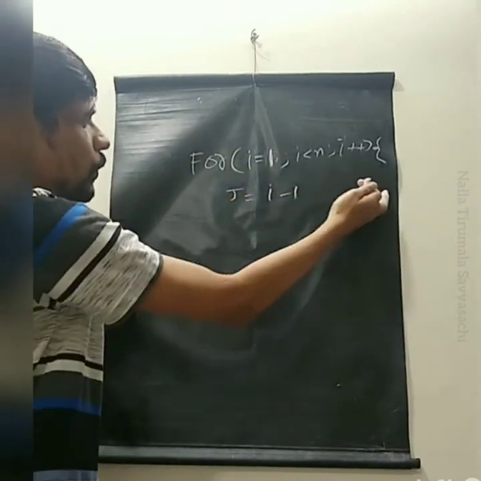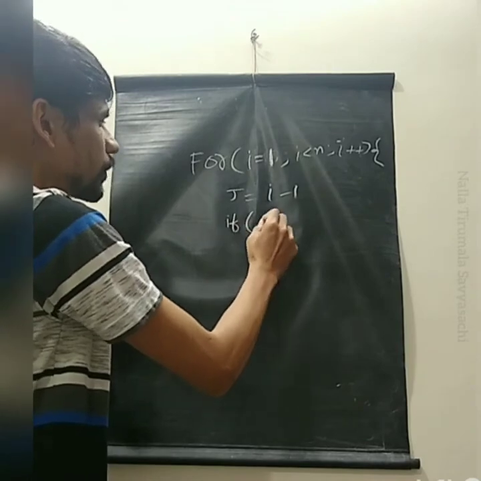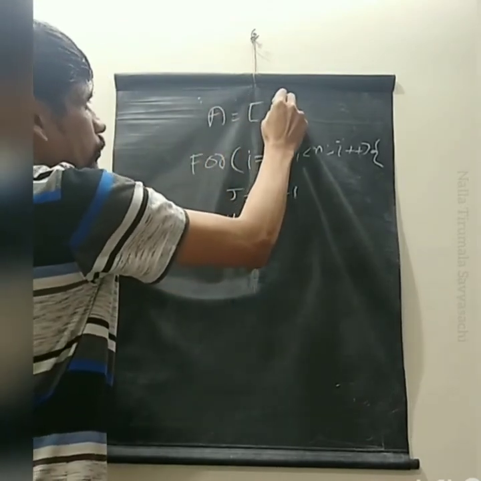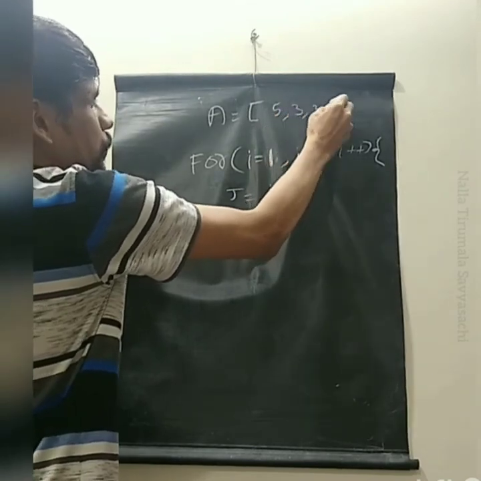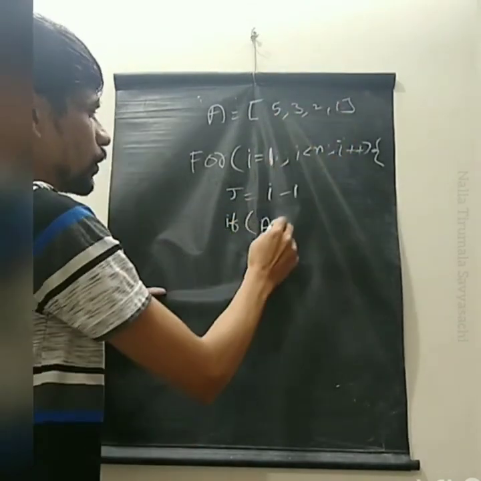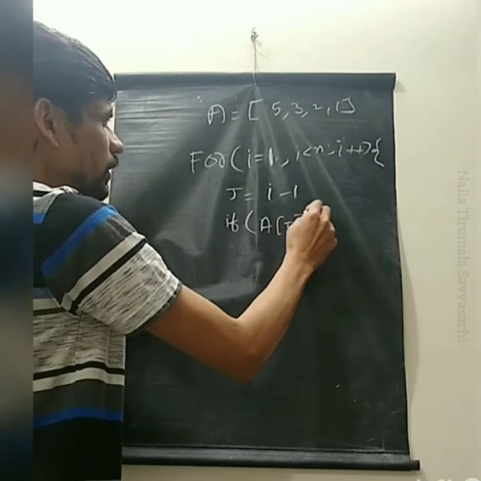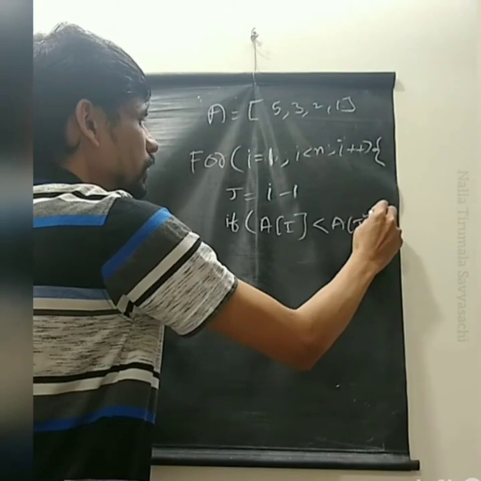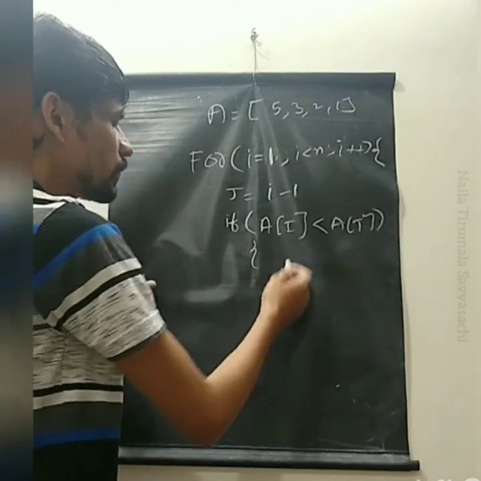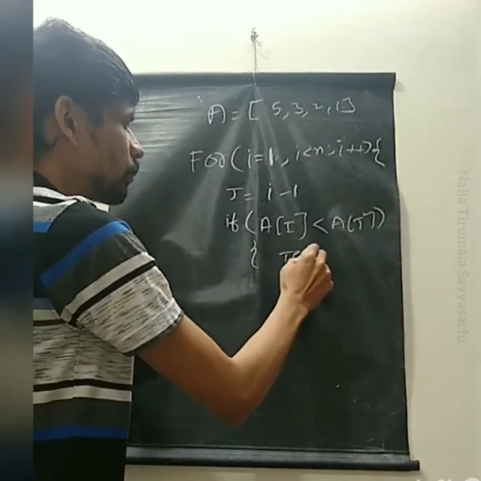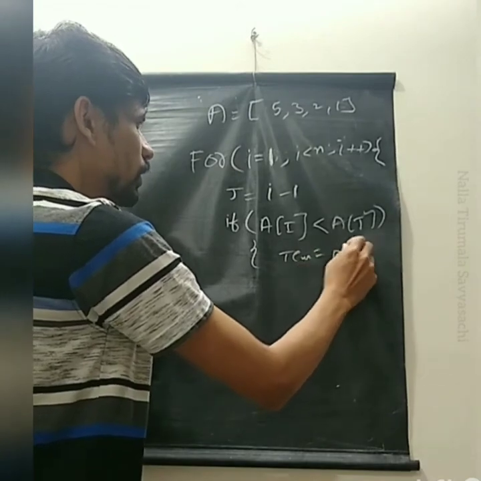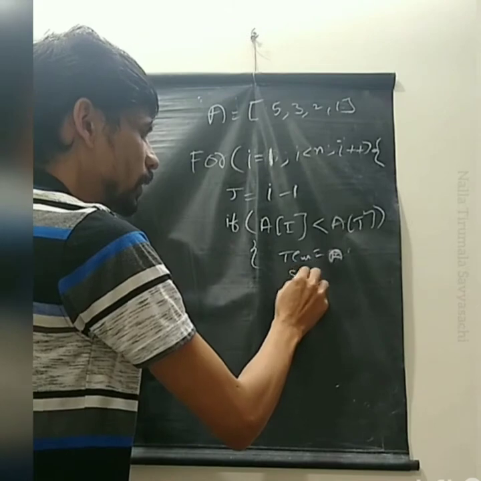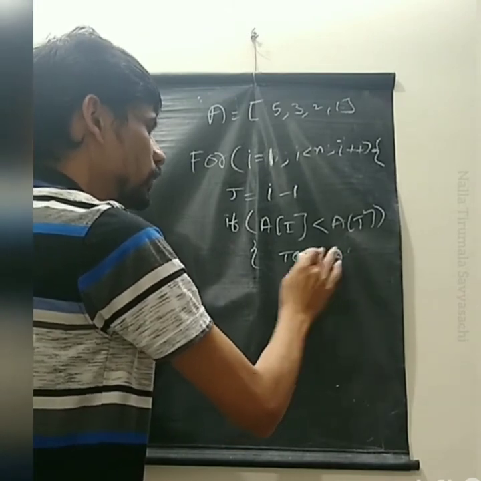Now, if this is my array, 5, 3, 2, 1, for example, if A of I is lesser than A of J, then do a swap. Take a temporary variable and swap it. Do a swap.